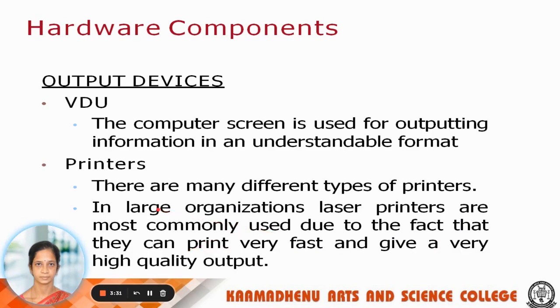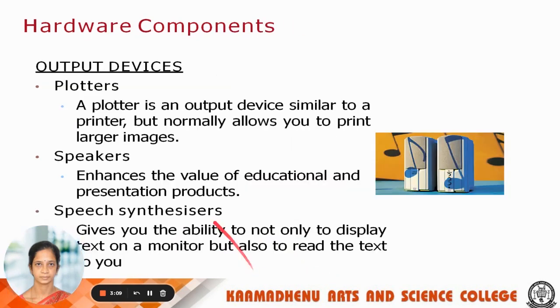Output device: the VDU is a computer screen that outputs information in an understandable format, for example a PDF, JPEG, or image. Printer: there are many different types of printers. In large operations, laser printers are most commonly used because they can print very fast and in very high quality.